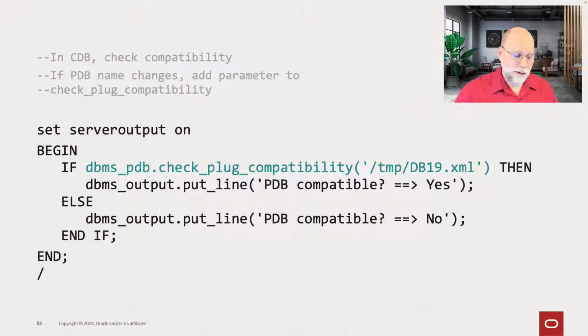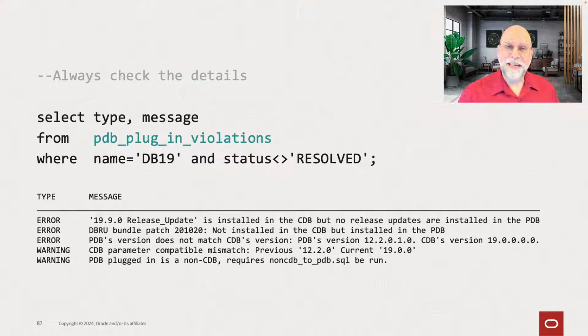Now, this will give you a yes or no answer in this case, but you always need to look at the details in the PDB_PLUG_IN_VIOLATIONS view, because there are some things that would disallow you from plugging into that container database. For example, if you look at the warnings down there, it's a good thing that they're just warnings. It's saying that the database you're plugging in had a compatible setting of 12.2 and the CDB is 19. So it's good to know that anytime you plug a PDB into a container database, it adopts the compatible setting of the root. So the second you plug this in, it's going to go to compatible 19.